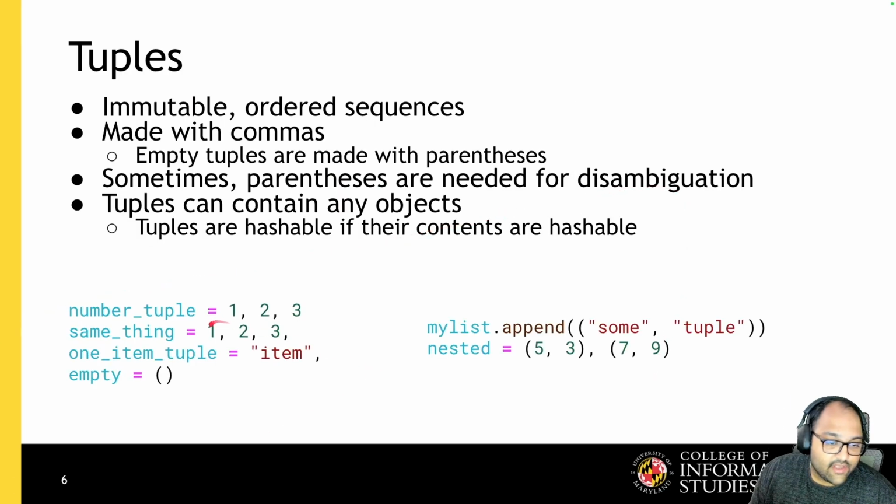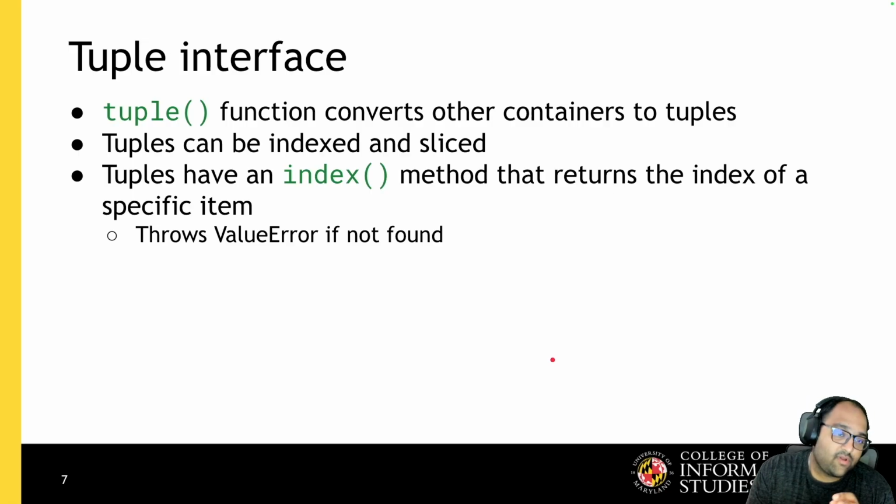So here we have a tuple. We created number tuple equal to 1, 2, 3. Same thing, 1, 2, 2, 3. One item tuple is equal to just item, comma, and empty is equal to just parentheses. Then you can say my list append, and what you're appending is parentheses, which indicates it's a tuple. There are also nested tuples, so you could do nested 5, 3, 7, 9, etc. You can also have the tuple function convert other containers to tuples.